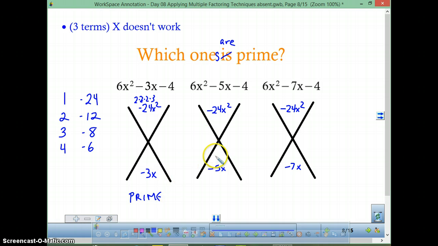How about here? Yes, this one, I can see a pair that will work. 3x minus 8x. How about here? Any of those pairs add up to negative 7? No. This one's prime. Do not say it's prime unless you've gone through all the possibilities.